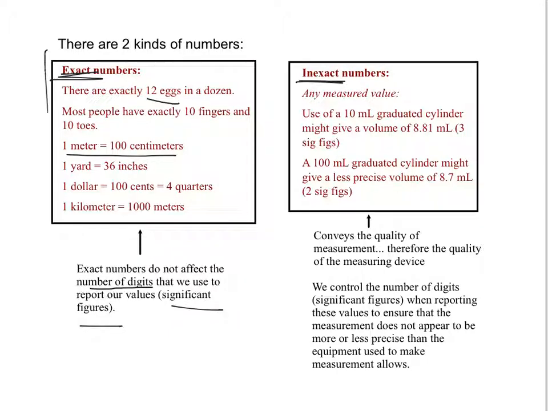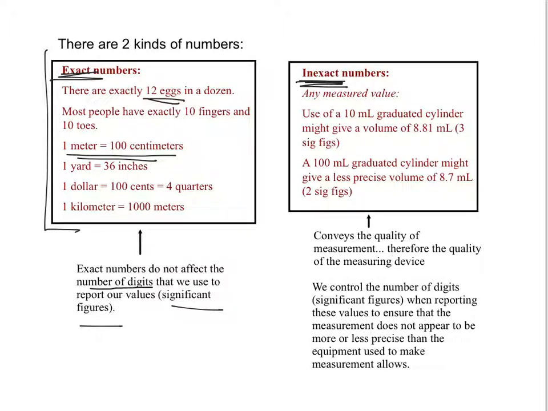So we're never going to let these exact numbers limit our number of digits that we use when we report our answers. What we will be using is those inexact numbers, and those are going to be the measured values. When you're reading through a word problem, it's just going to be what's given to you in there, things that are not counts and that are not conversion factors.